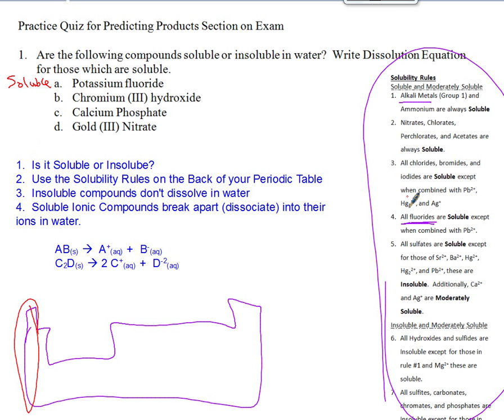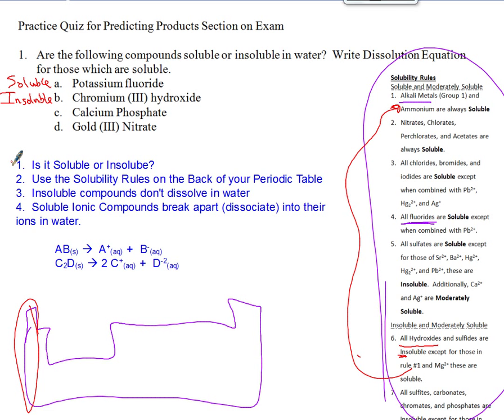Next one, chromium 3 hydroxide. Hydroxides, let's see. Here we go, rule 6. All hydroxides and sulfides are insoluble, except for those of rule 1 and magnesium. So we go back to rule 1. Alkali metals, aka group 1, and ammonium are always soluble. So, is chromium in group 1? No. Since chromium's not in group 1, this compound will be insoluble. So what would this compound do in water? Nothing. It would stay a solid. It would be very, very boring.